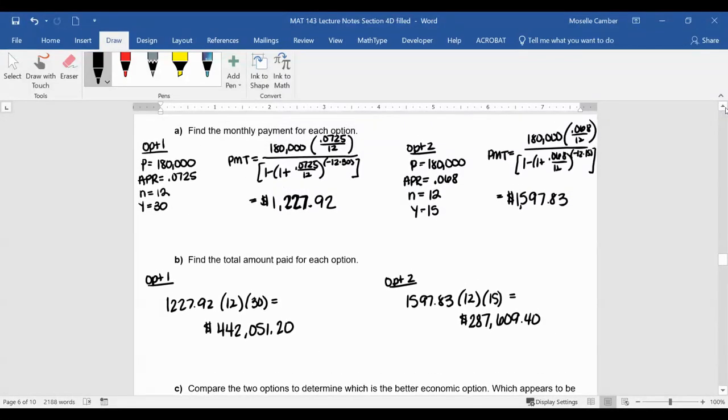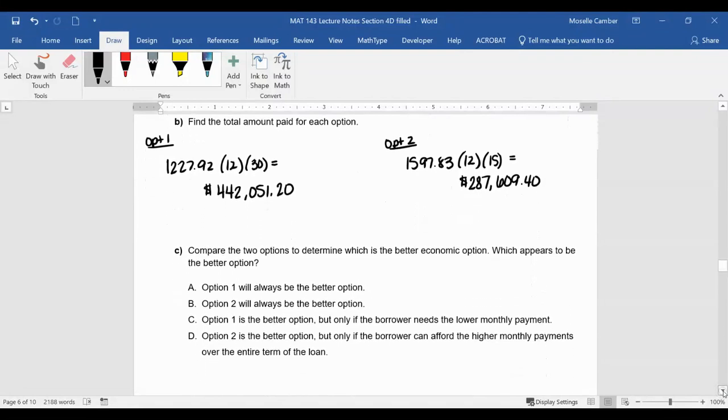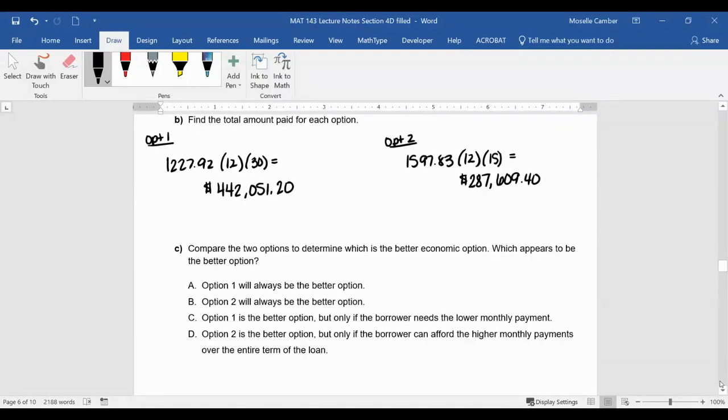So if we just look at monthly payment, we like option one because it has a lower payment, right? But if you look at the total amount paid, option two looks a lot better because we don't have to pay as much overall. So it just depends on which one is more important to you, which may change depending on where you're at in life. So we know it's not A or B.